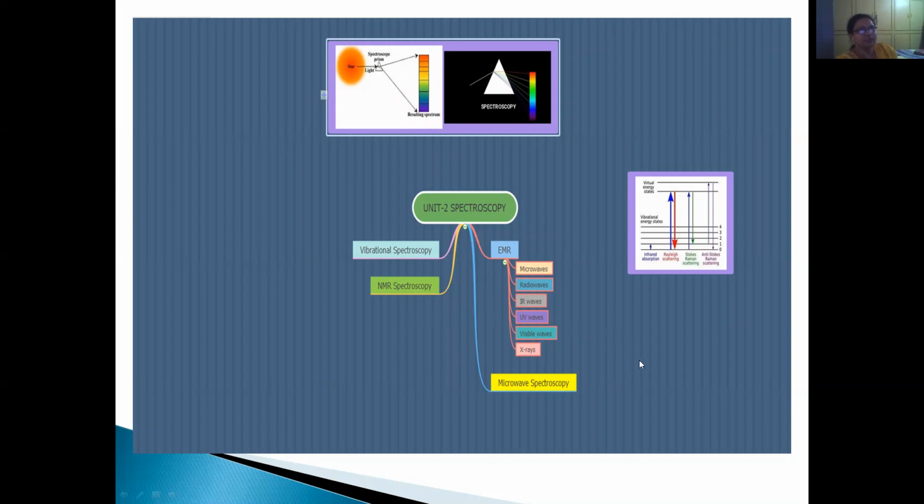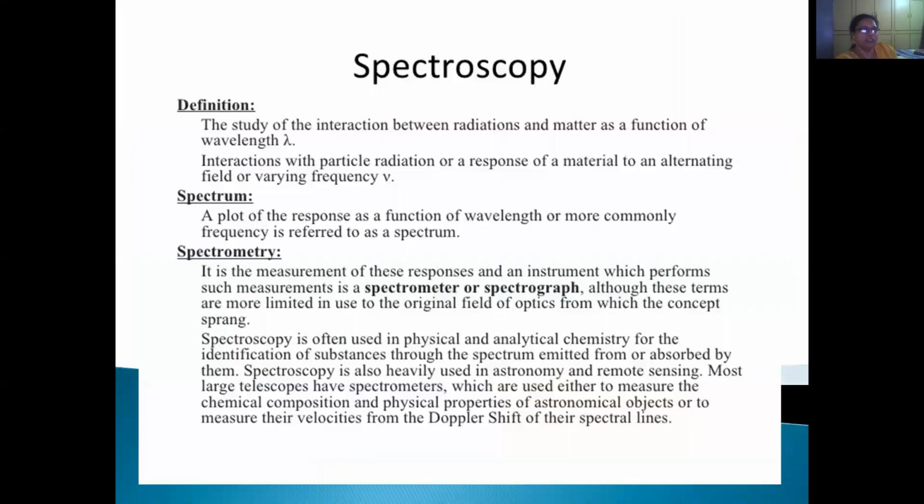Now, coming to spectroscopy and its terms, which we are going to define. The study of interaction between radiation and matter as a function of wavelength is called spectroscopy. So it is nothing but the study of interaction of radiation with matter. Simple definition. Radiation with matter, how it interacts. That is known as spectroscopy. Now, how will we read this spectroscopy? With the help of a spectrum.